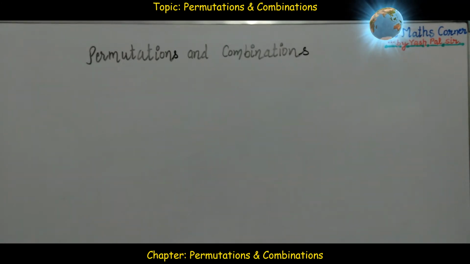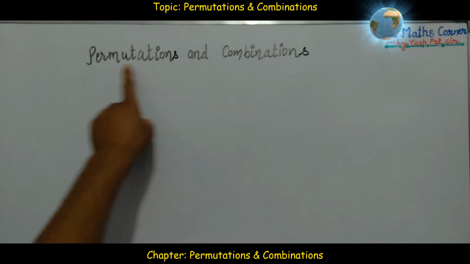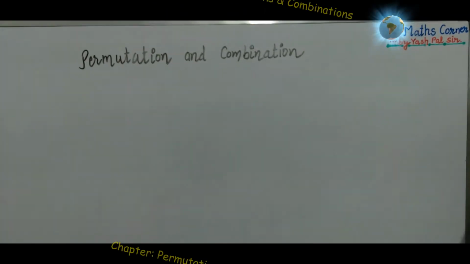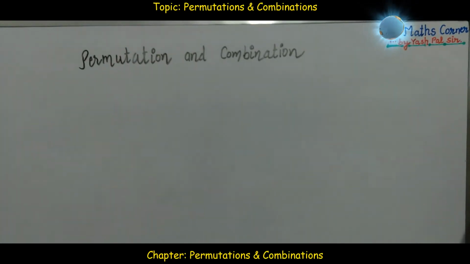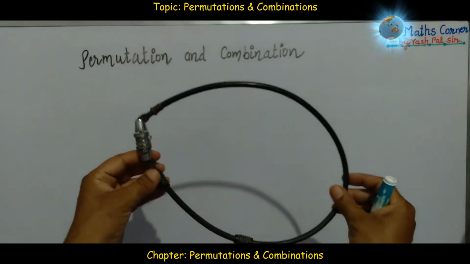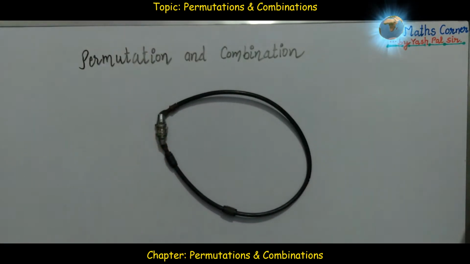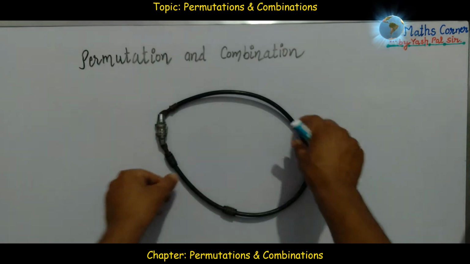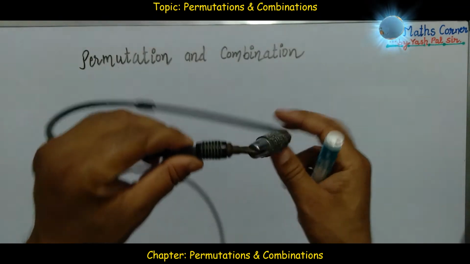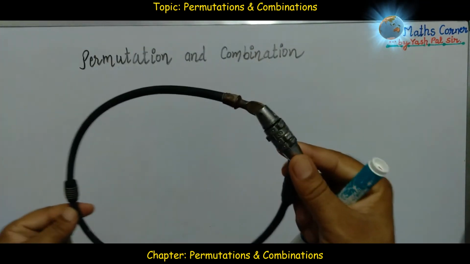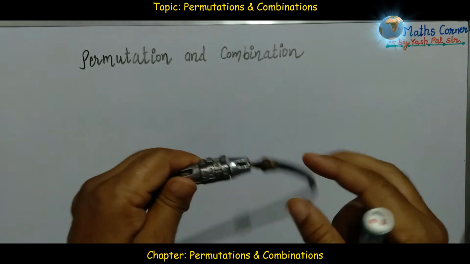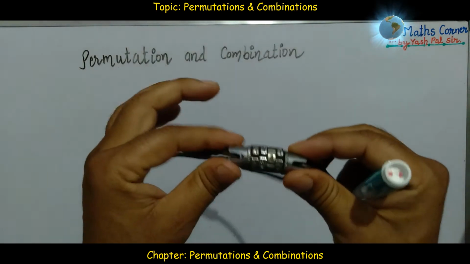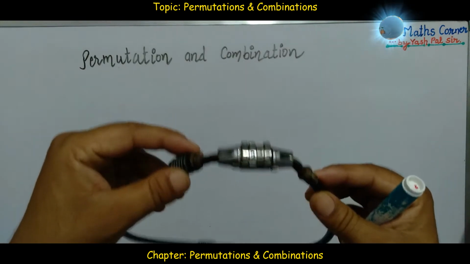Dear learners, today our topic is permutations and combinations. Let us start this chapter with the help of one example. See what is this? What can you say about this? Any idea? Any guess? This is the number lock.